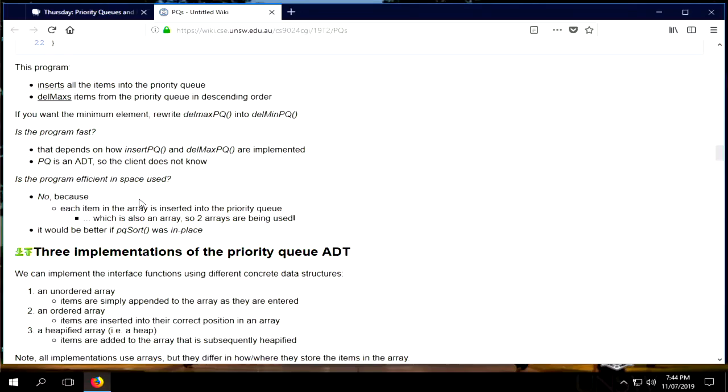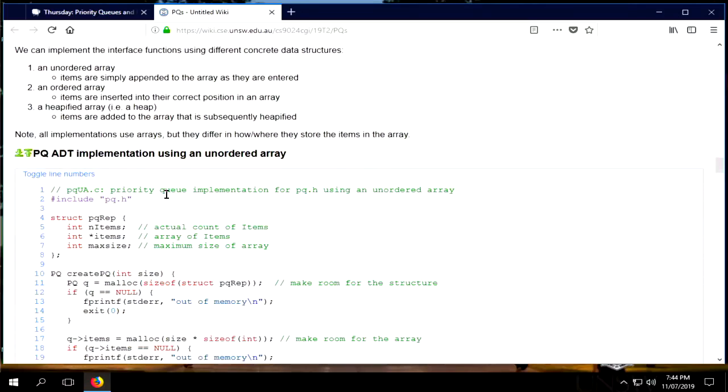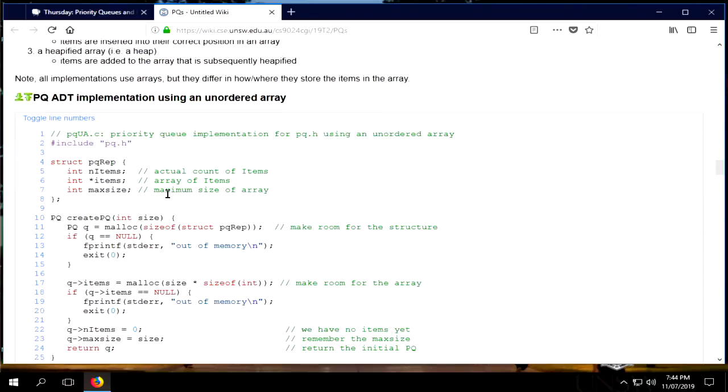It has massive advantages compared to the ordered solution and the unordered solution, which both have major costs, either in the insertion or in the deletion phase. Now, that's basically all. I've told you everything you need to know about the three implementations. Here is the PQ unordered array, UA.